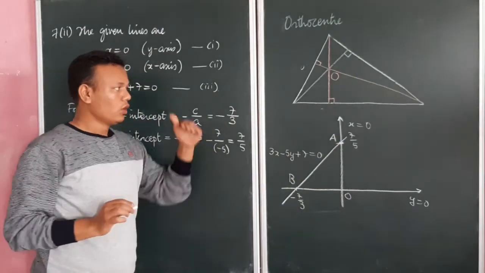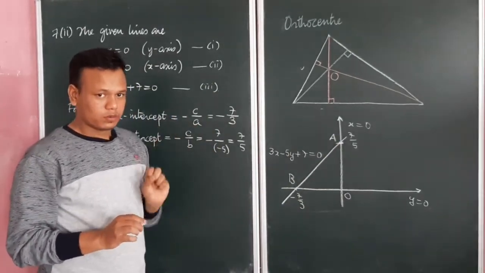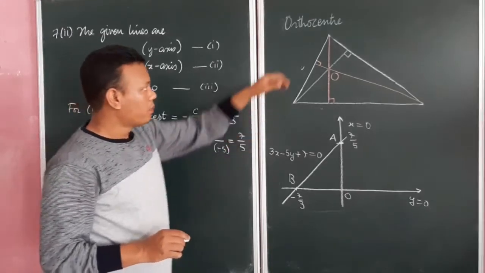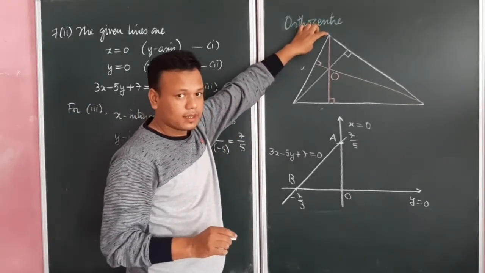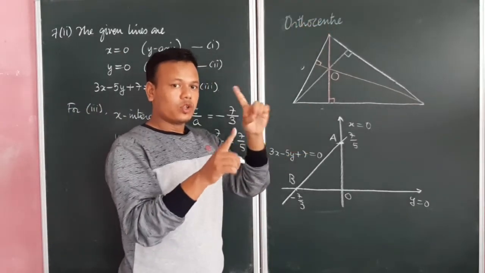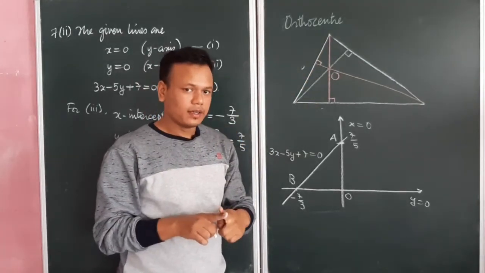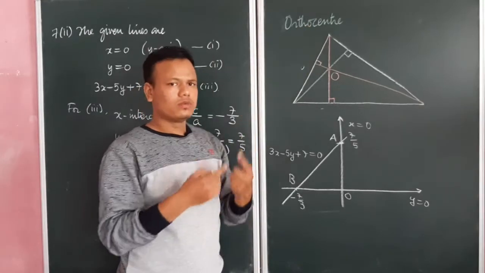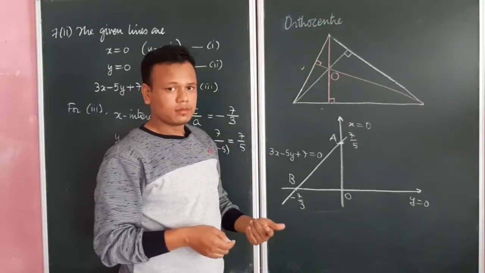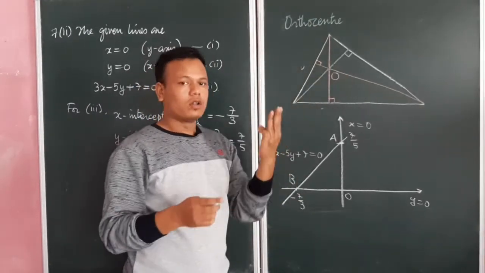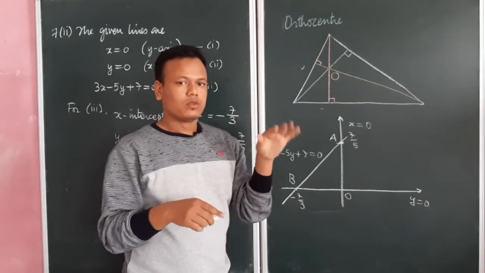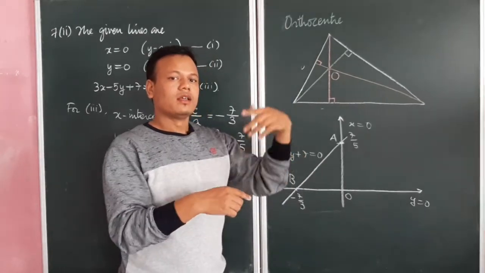So we know how to draw the orthocenter. We draw a perpendicular from each vertex, right? And we know that all three will get intersected at the same point, right? So we'll just find the point of intersection of two perpendiculars, because we know that all three will get intersected at the same point. So no need to waste our time in finding the third.